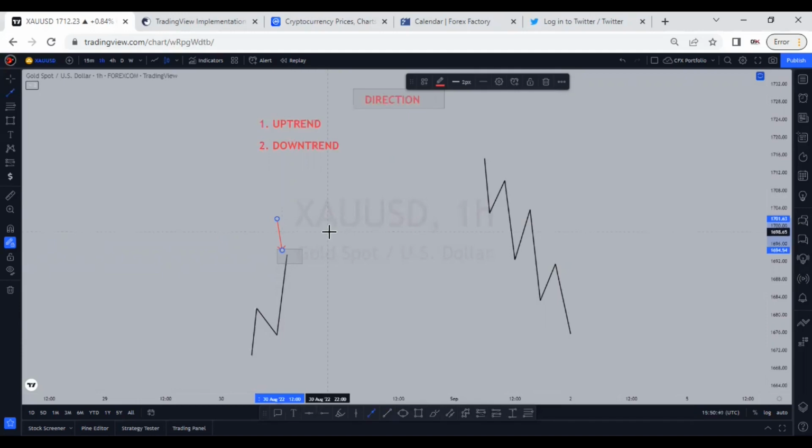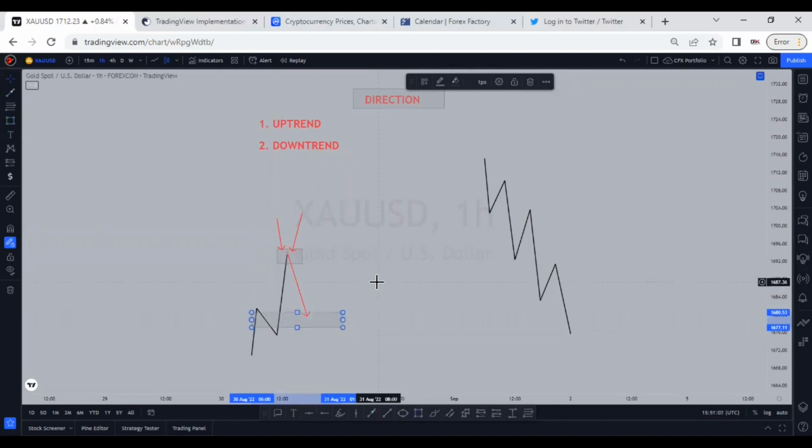So whenever you see a higher high, never go and buy the market. Always look for sell opportunities. Now, after the market goes down to create a higher low, that is when it is now time to execute a buy. That is how you find the direction of the market.